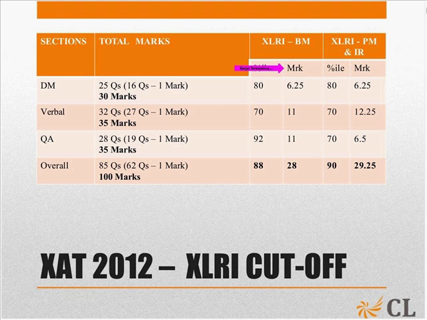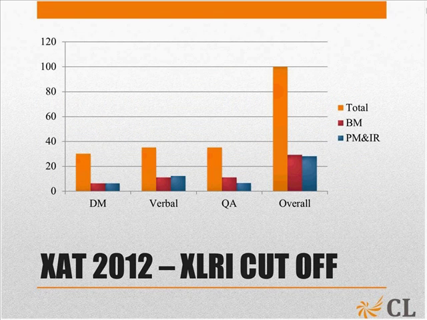To understand this cutoff better, let us do some data interpretation first. I basically put a bar graph. This yellow bar is the total marks. This is the cutoff of BM, business management, and that's the cutoff for PM and IR. What you straight away notice is that you are not expected to solve even 50% of the paper or 50% of the marks. The overall cutoff is about 29%.